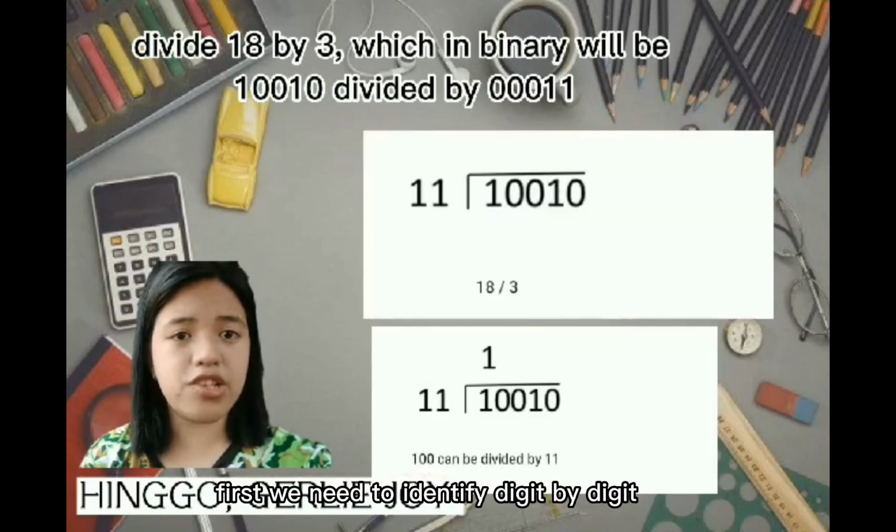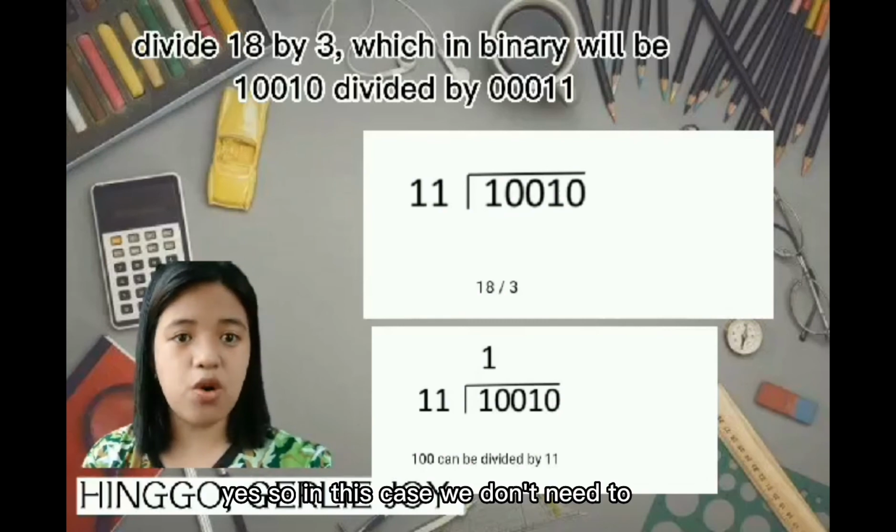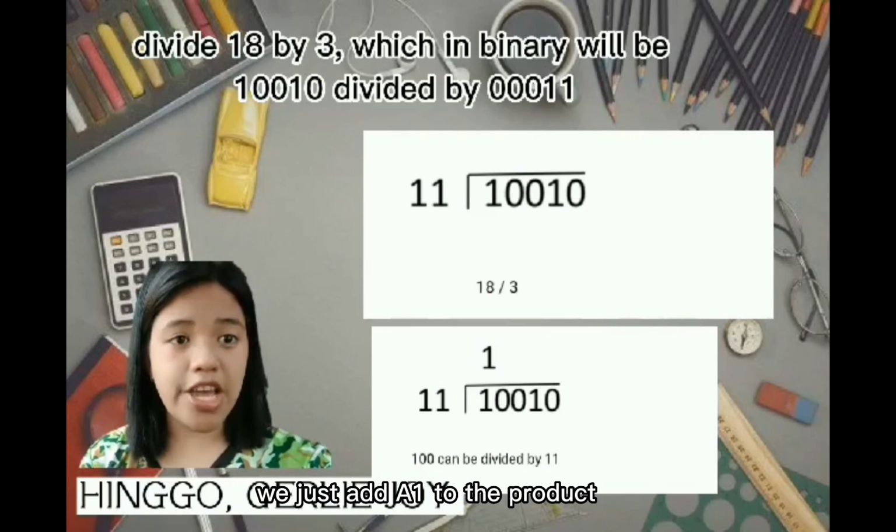First, we need to identify digit by digit. Is 11 less than or equal to 100? Yes, so in this case, we don't need to think how many times 11 can be divided into 100. Instead, we just add a 1 to the quotient.